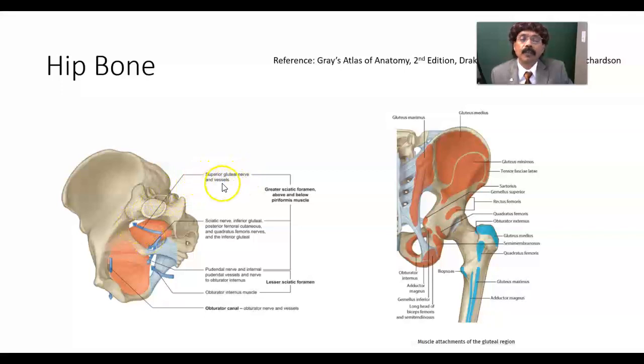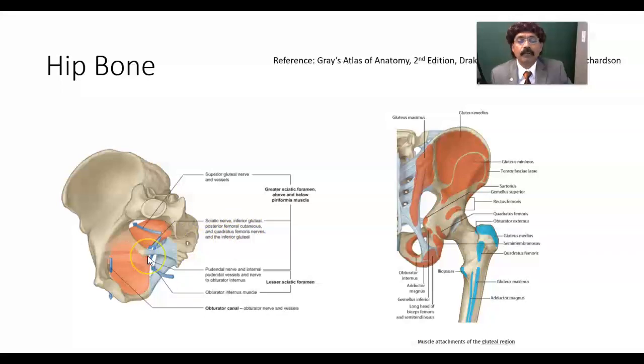The superior gluteal nerve and vessels. What structures pass below the piriformis? The sciatic nerve, inferior gluteal vessels, posterior femoral cutaneous nerve, nerve to the quadratus femoris, and the inferior gluteal nerve. And this is the lesser sciatic foramen.